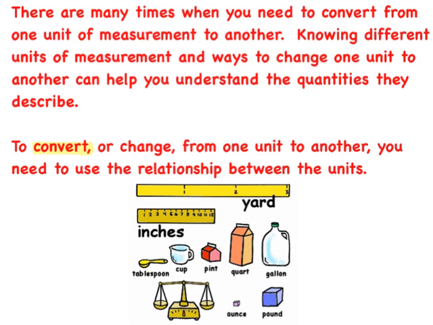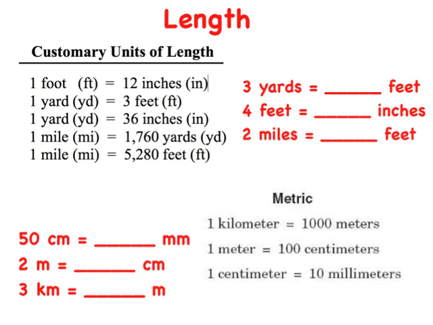We're going to look at length and capacity, and then mass and weight. So first let's look at length. Now the customary units of length in the United States are inches, feet, yards, and miles. And some of these numbers may seem a little abstract or difficult to remember, but it's one of those things that we just have to put to memory.